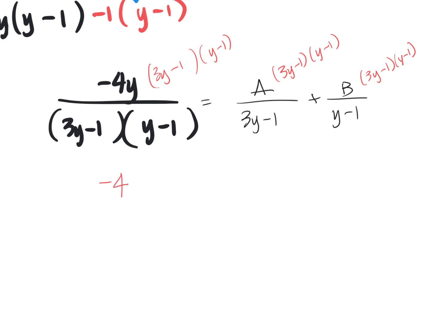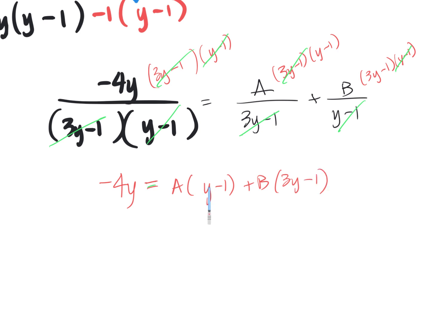Don't I have negative 4y left? Yeah. Wow. We got negative 4y left. What about over here? That's just A. A times y minus 1, yep, and B times 3y minus 1.